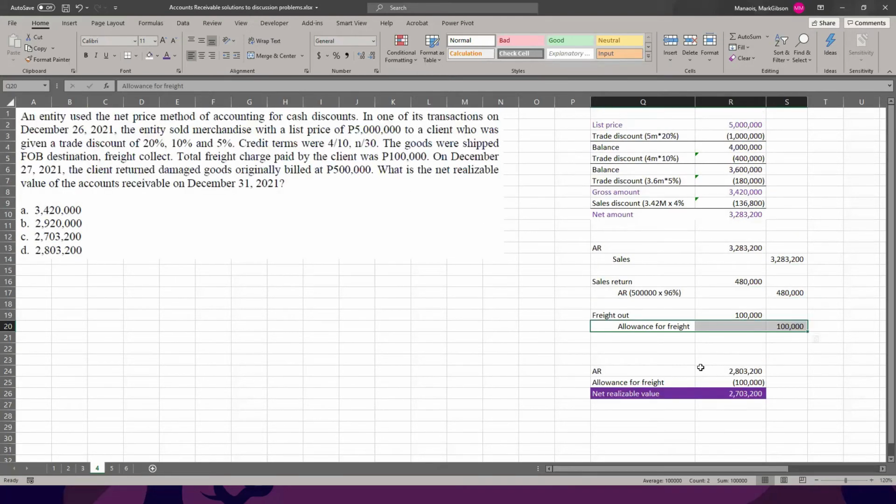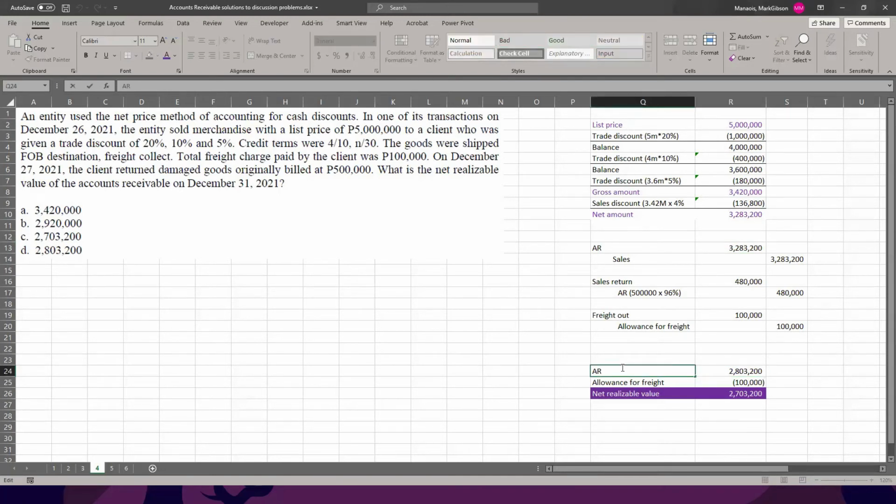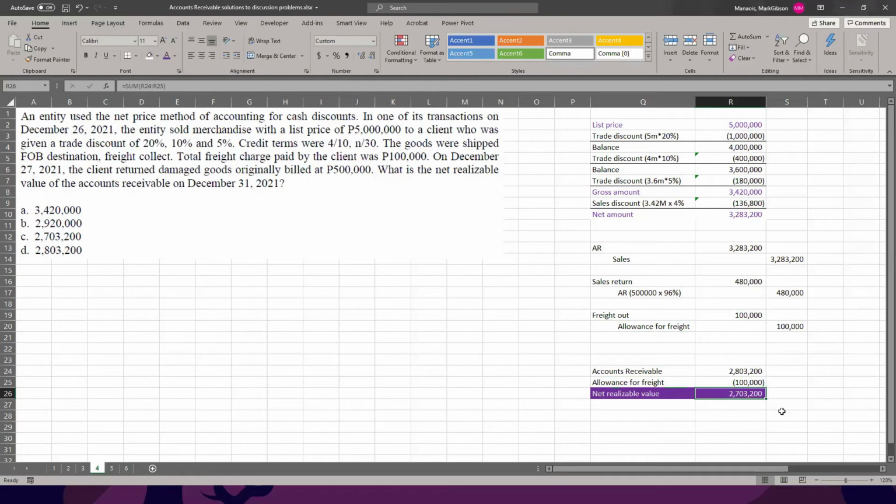Okay. So now we have the total AR. Paano na-compute yung total AR? That's 3,283,200 less 480,000 or 2,803,200. And then less allowance for freight of 100,000. So the total net realizable value would be 2,703,200 or letter C.